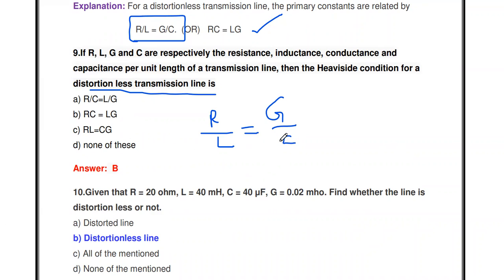So you just cross multiply this one. If you are cross multiplying, we will get RC equal to L into G. So the second one, RC equal to LG, this is the correct answer.